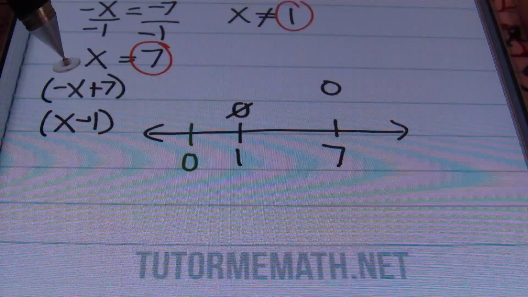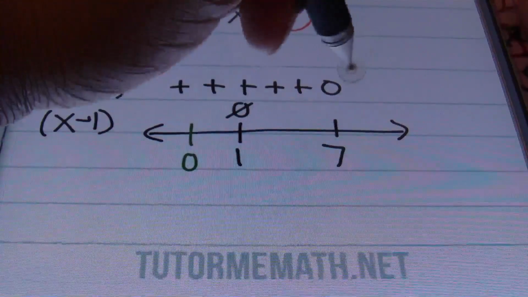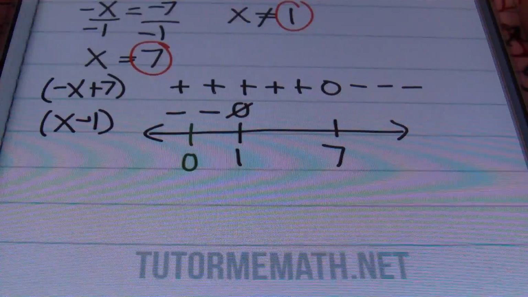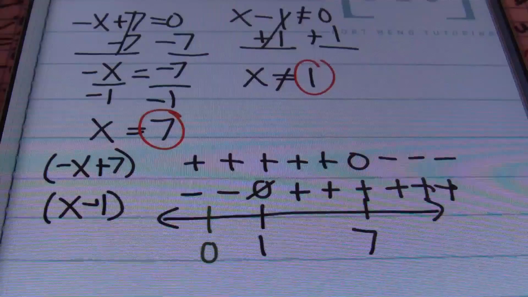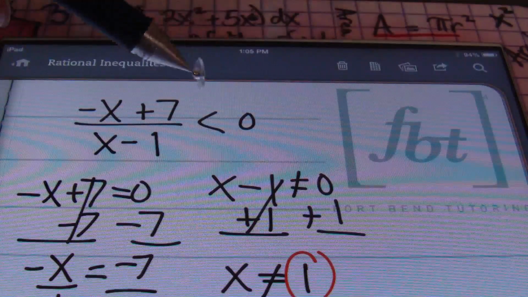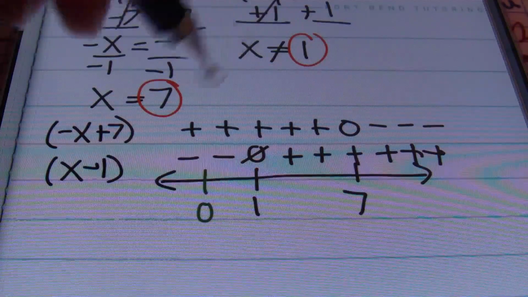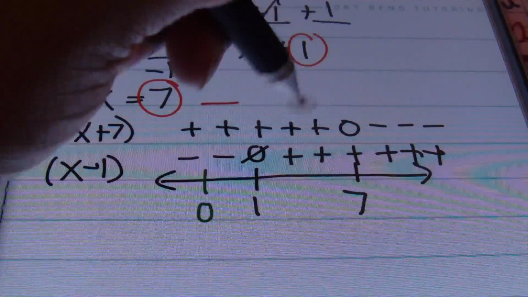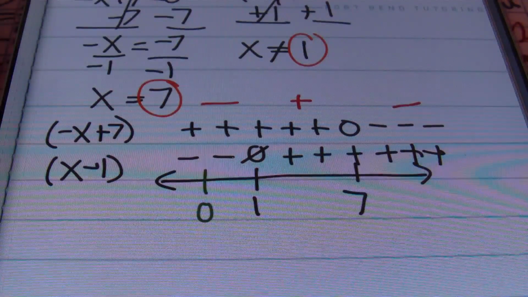Plugging in 0 into the first factor, I'll have negative 0, or just 0, plus 7, so that gives me a positive result until I get to 7, and then it becomes negative after that. Plugging in 0 into your second factor, you'll have a negative result until you get to that undefined spot, and then those values will be positive. Looking back at our inequality here, notice that these two factors need to divide to get a negative result because the result should be less than 0. Taking a look at your sign chart, a positive divided by a negative is a negative result. A positive divided by a positive is a positive result, and a negative divided by a positive is a negative result. Remember, we want the results to be negative.